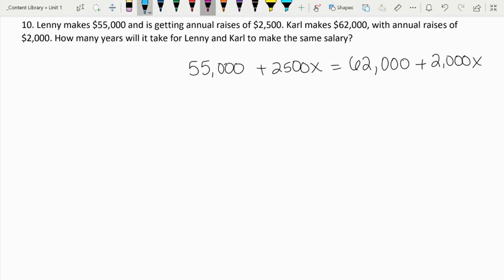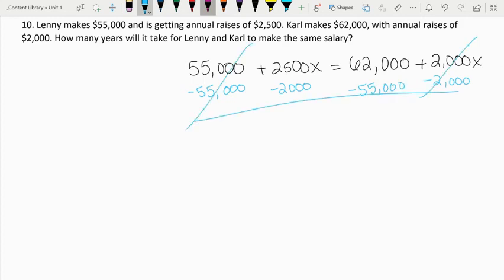So to solve for x, I'm going to do this in one step here. I'm going to subtract 2,000x, and then I'm also going to subtract 55,000 to the other side. So these cancel, and you're left with 500x equals 7,000. Divide by 500, and x is 14. So it would take 14 years for them to match.